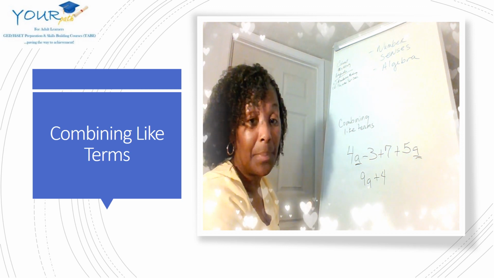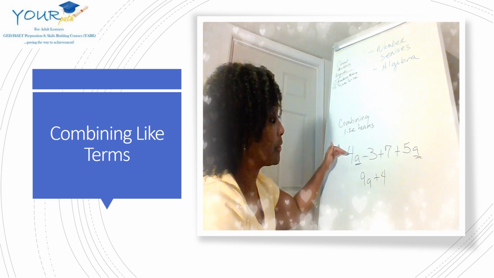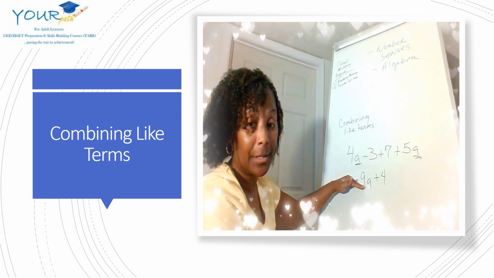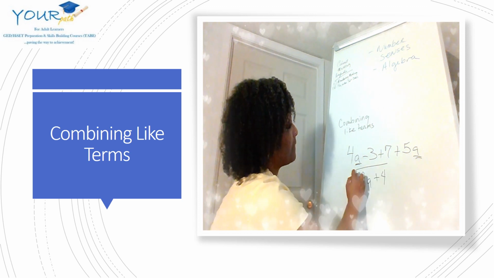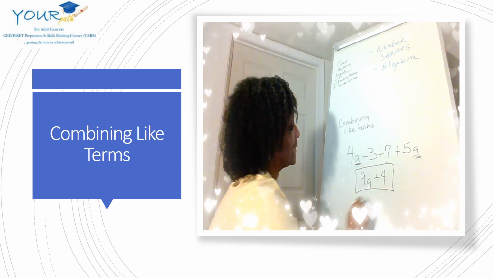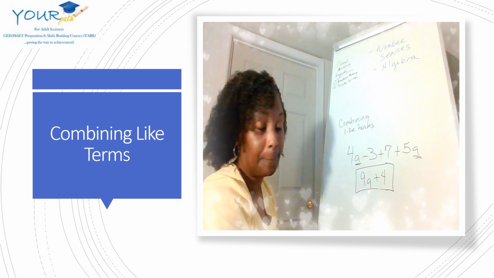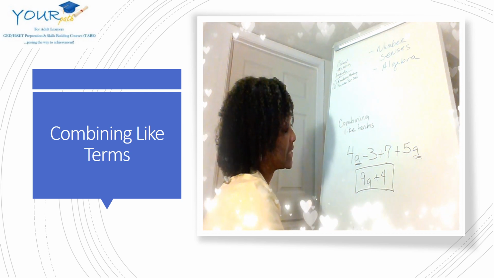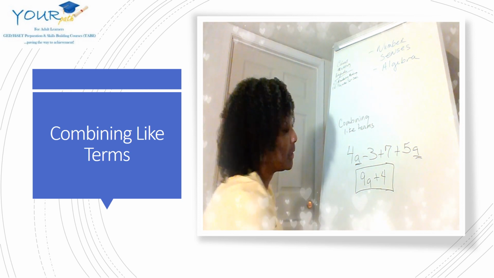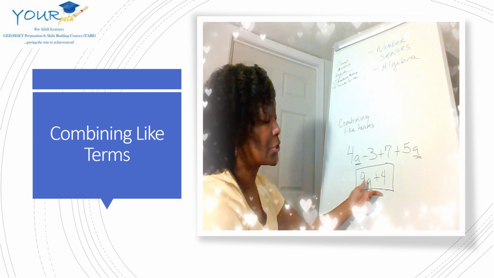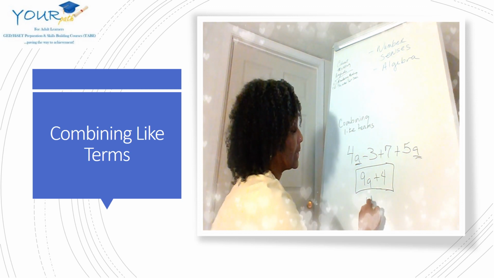So now we have simplified this expression, and our final expression is 9a plus 4. We can't do anything more with this expression because these terms are unalike.